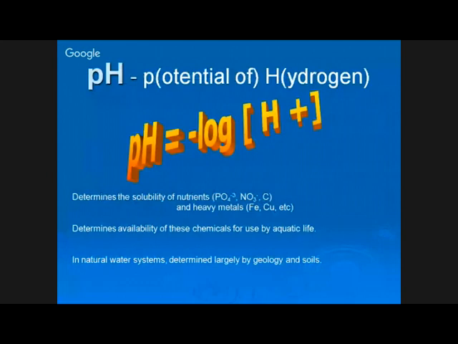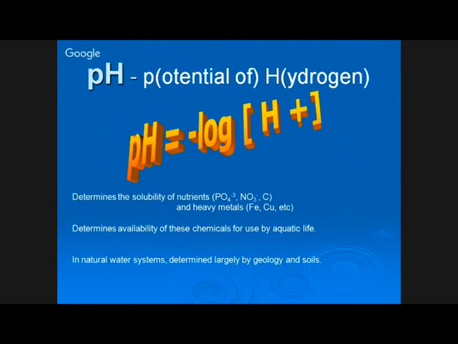Then another very important parameter is the pH. You might have all heard about this pH. pH is the log of H ion concentration. It determines the solubility of phosphates, nitrates and heavy metals. If the pH of the water decreases, meaning the water is acidic, then these phosphates, NO3, chlorides and heavy metals dissolve in this water, and then the water becomes contaminated.